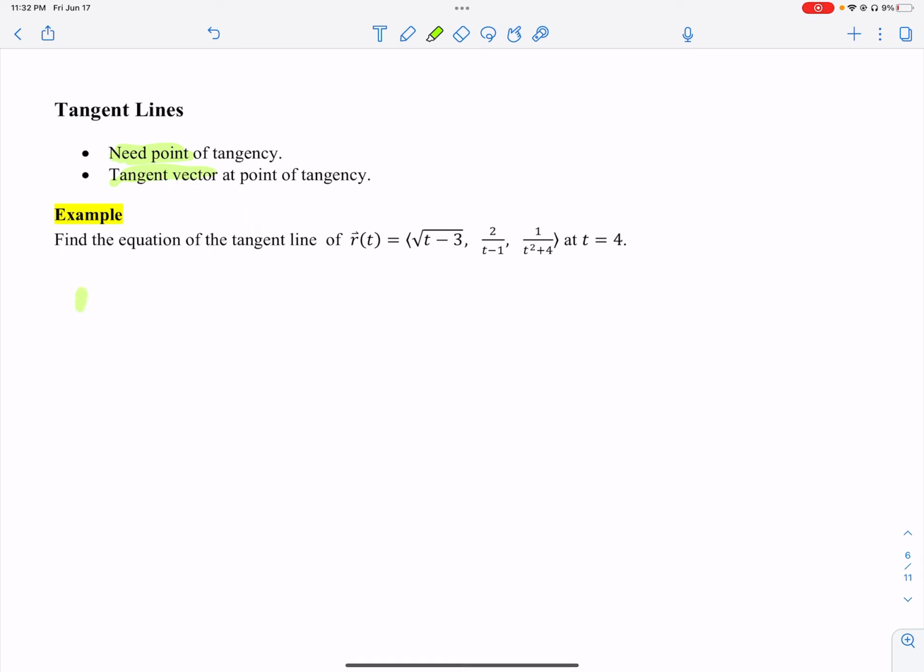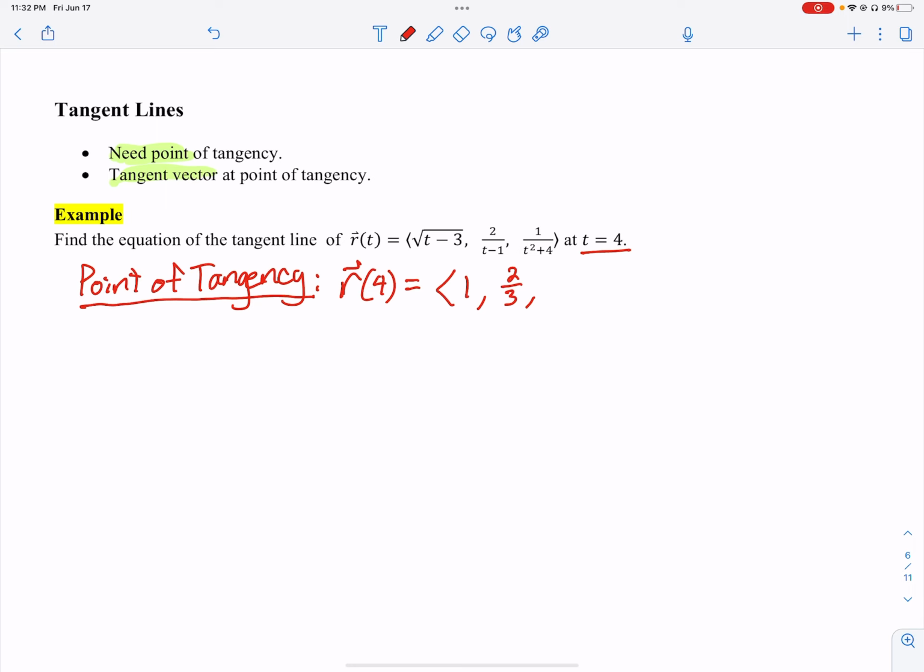All right, so let's find our point of tangency first. All right, they said at t equals 4. So we're going to plug a 4 into everything. 4 minus 3 is 1. Square root of 1 is 1. Plugging 4 into that, we got 2 over 3. And 4 into that, we're going to get 1 over 20.